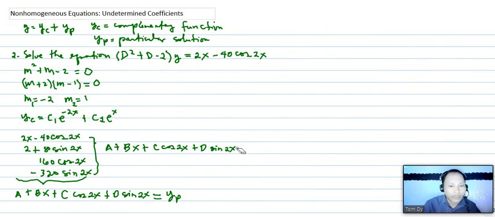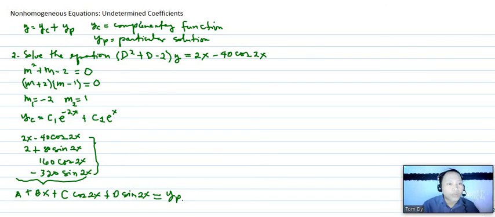So this will be our y sub p. You have to make sure that all the terms here must be found in your y sub p. For example, 2x must be found here in bx. This 2 is a constant, so you have a as a constant. Then sine 2x, we have d as a constant, and cosine 2x, we have c. So this is our y sub p.